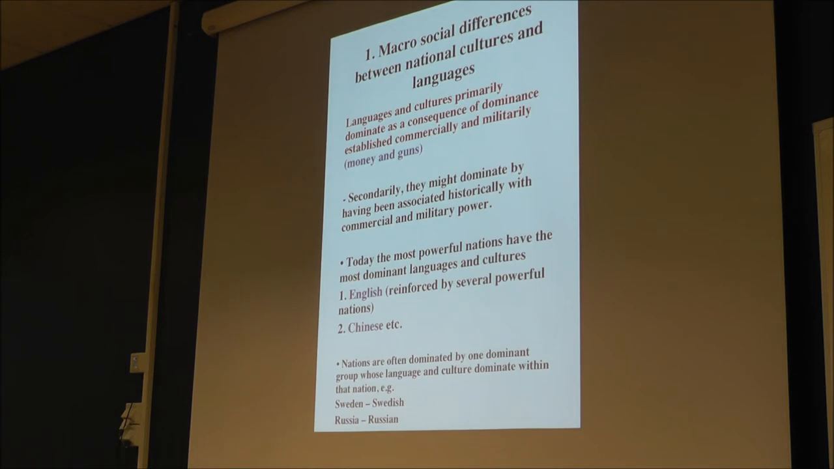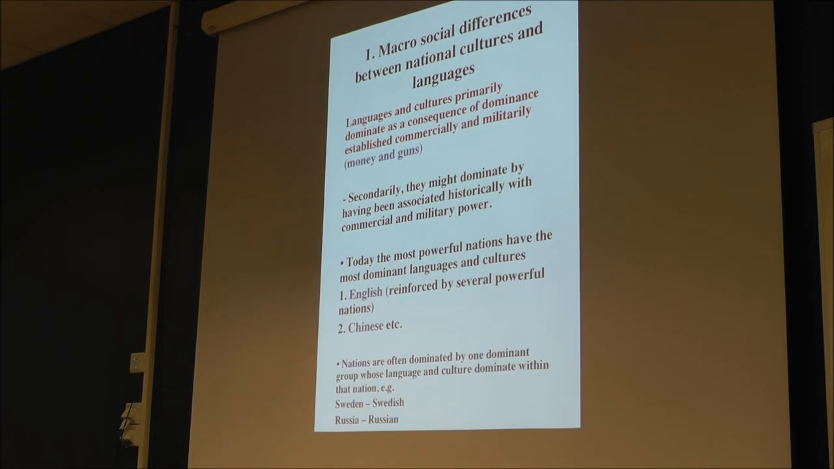When was German very important? Before the Germans had lost the Second World War. Why is English the most important language? Of course, money and guns. No way around this. So, being associated with a powerful nation could also give the language of that nation and the culture of that nation great status, and that is what we actually see.